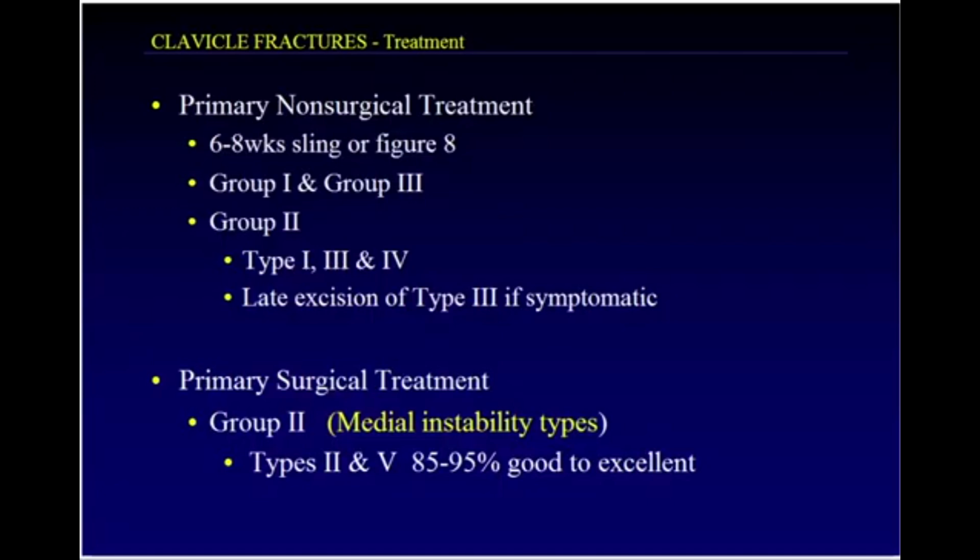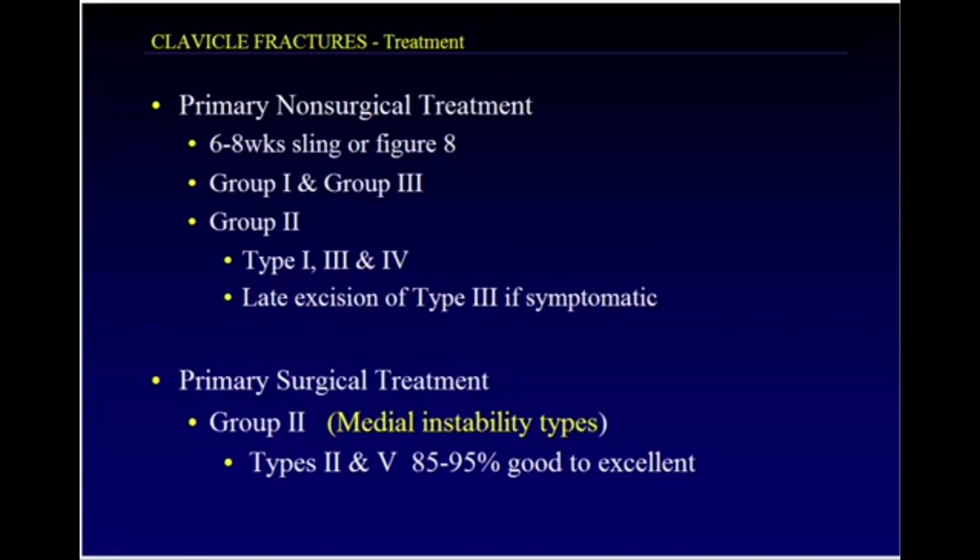Primary non-surgical treatment for clavicle fractures, you can use a figure-of-8 brace. The bias by far of the orthopedic trauma surgeon is to treat them with a sling. Prospective studies comparing the sling to the figure-of-8 have not demonstrated any superiority of the figure-of-8 harness, and it really is a very uncomfortable device for a patient to wear.